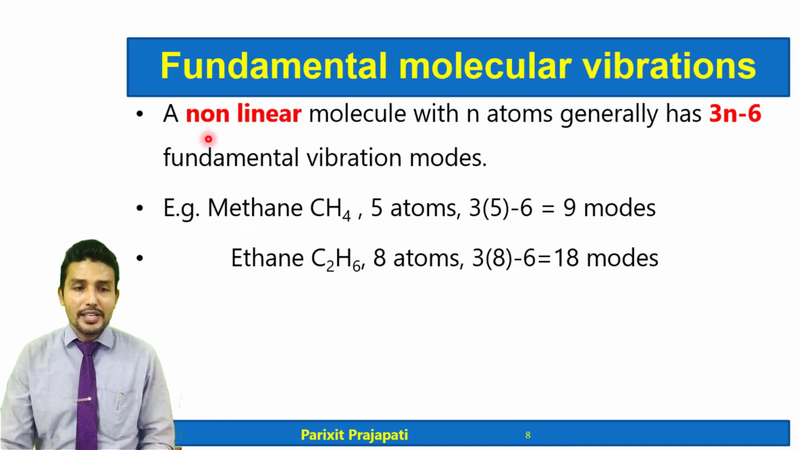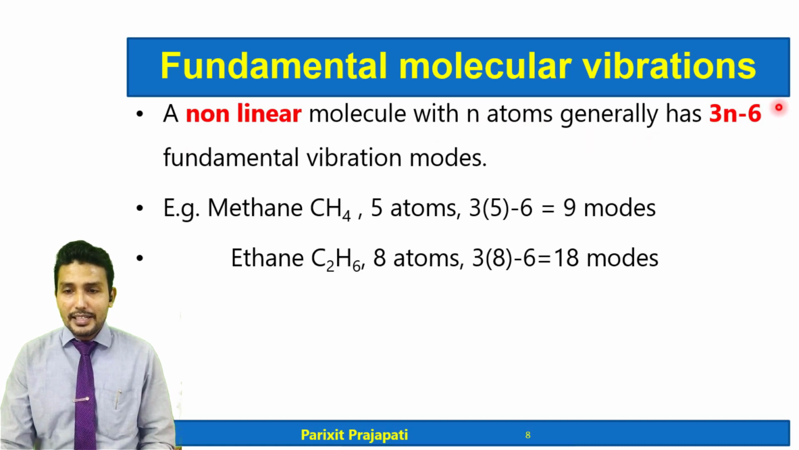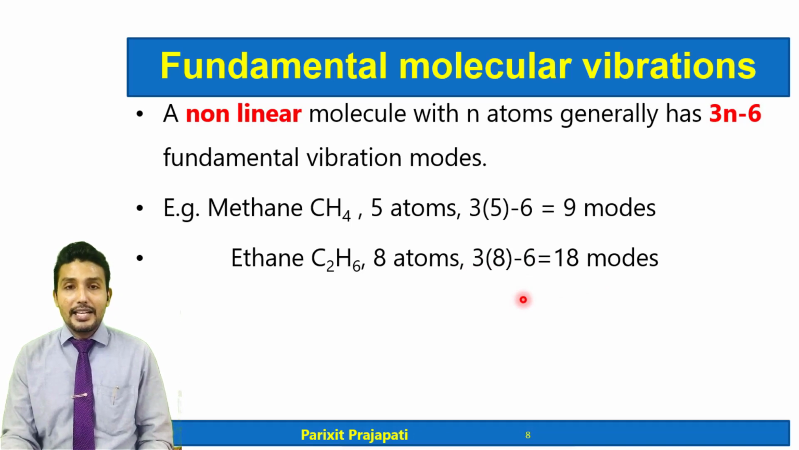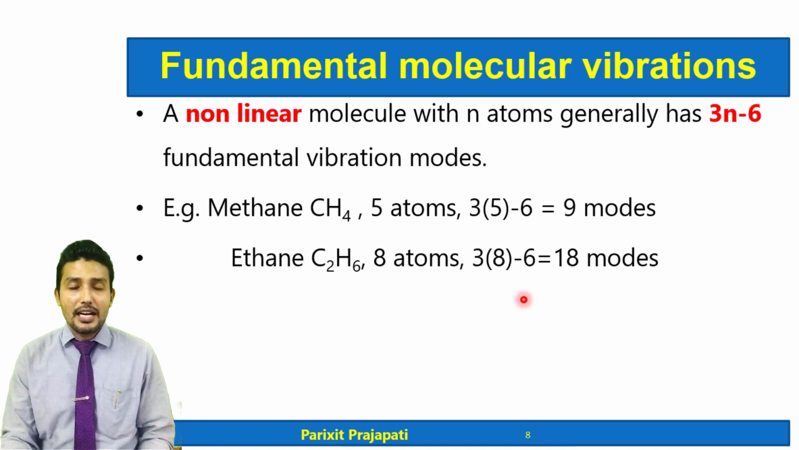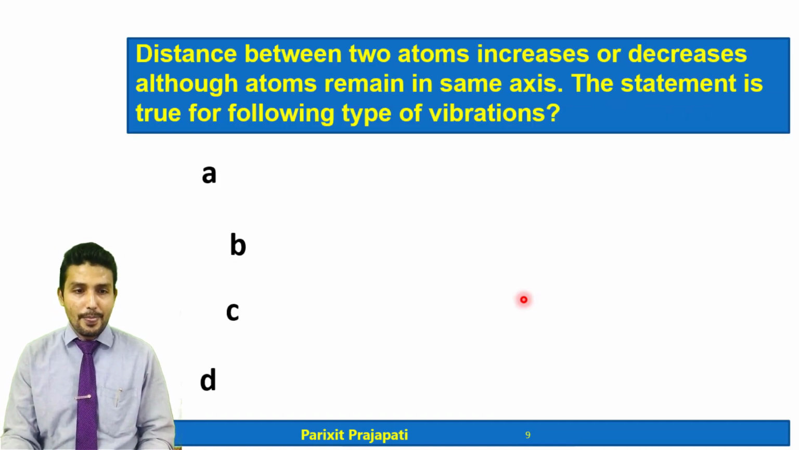For any non-linear molecule having n number of atoms, it has 3n minus 6 fundamental vibration modes, where n is the number of atoms. So in case of ethane molecule, C2H6, there are total 8 atoms. So 3 into 8 minus 6 comes to 18. So ethane molecule has 18 vibrational modes. If a linear molecule is there, then instead of 3n minus 6, the answer is 3n minus 5.